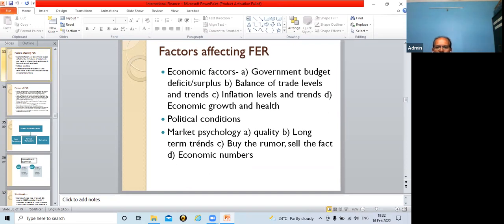C point, that is market. This is the market psychology. Buy the rumor, sell the fact. Now what is this? Buy the rumor, sell the fact. This is a little bit strange.